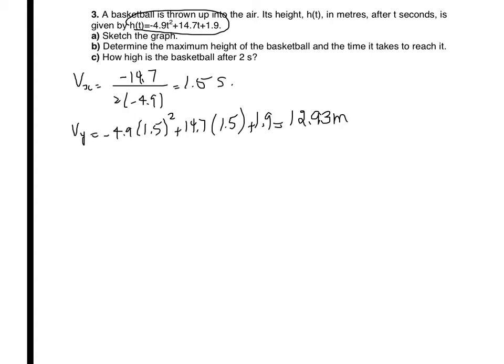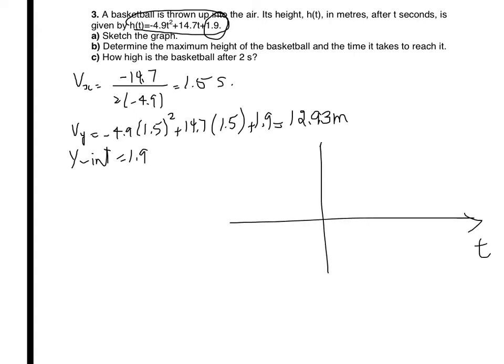So knowing these two pieces of information, and also the y-intercept is the constant here, which is 1.9, I can go ahead and plot the graph. I'm going to roughly plot the graph as the following. We know that the maximum is 12.93, so this is 12.93, and it happens after 1.5 seconds, so this is 1.5. I know the vertex is here and it opens downward, and the y-intercept is 1.9, which is here.